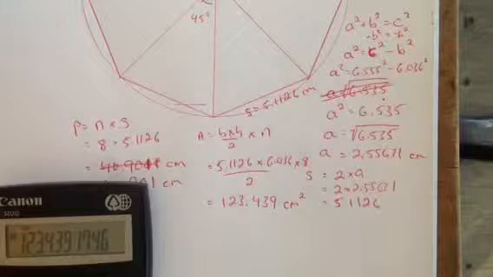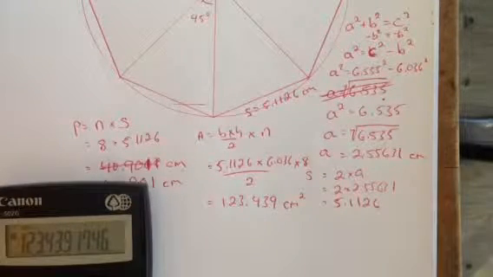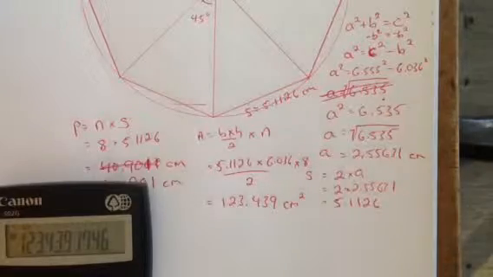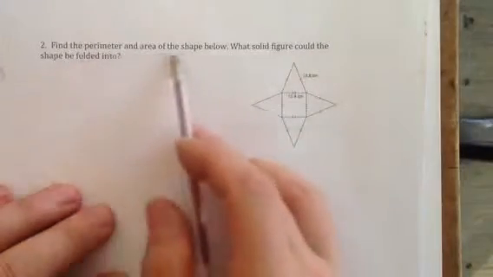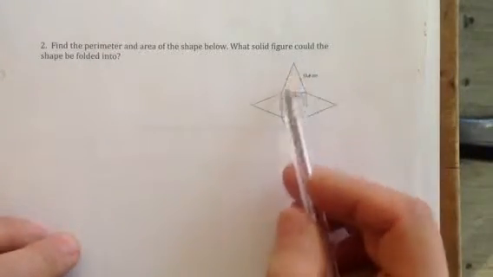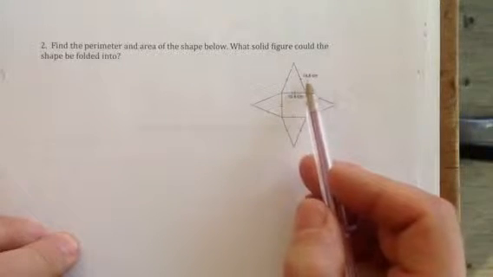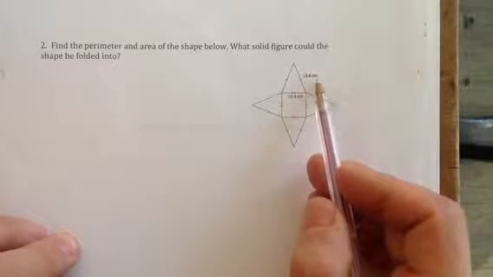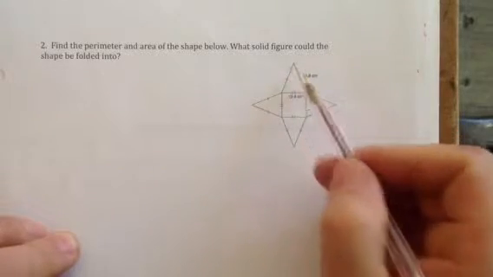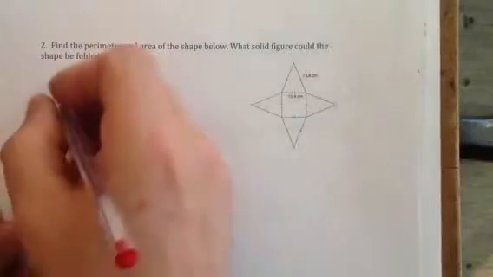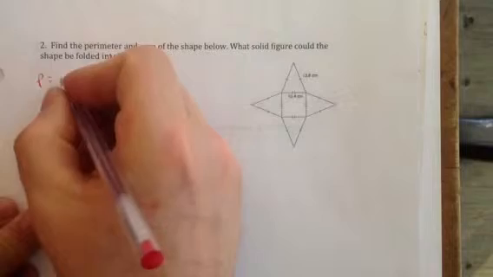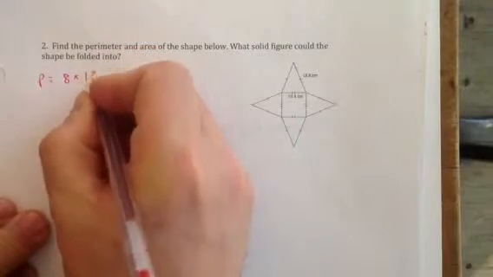Okay, question number 2. All right, find the perimeter and area of the shape below. Okay, so the perimeter is going to be quite simple. We have just, sorry, that's not 10 point, that's 13.8 centimeters. Okay, and we've got 8 of these little sides, like 1, 2, 3, 4, 5, 6, 7, 8. So the perimeter is going to be 8 times 13.8.